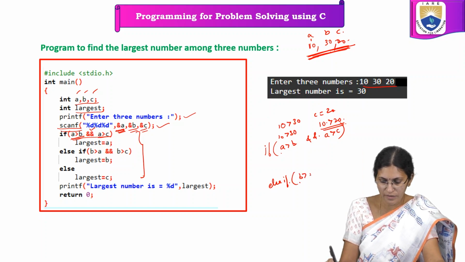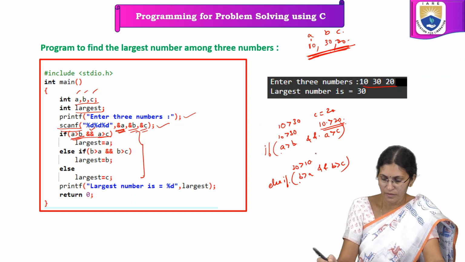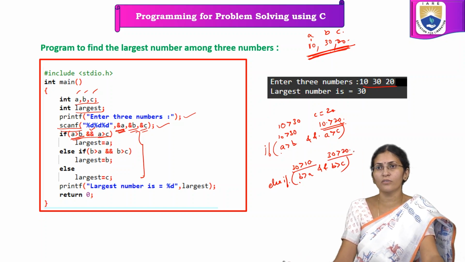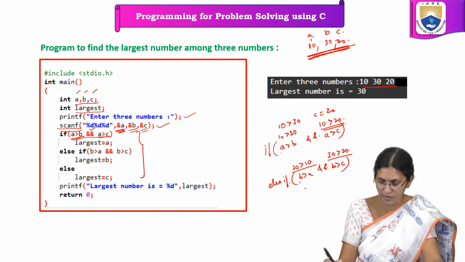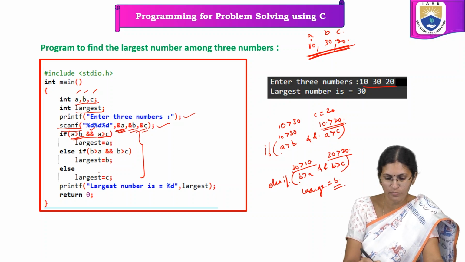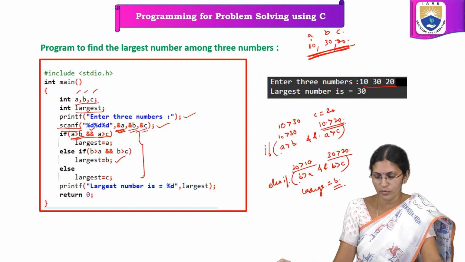B is greater than A and B is greater than C. What is B here? B is 30, which is greater than 10, and 30 is also greater than C, which is 20. So 30 is greater than 10 and it is also greater than 20. Both conditions are true, so it will enter this, and the largest value is B. So this statement will be executed.